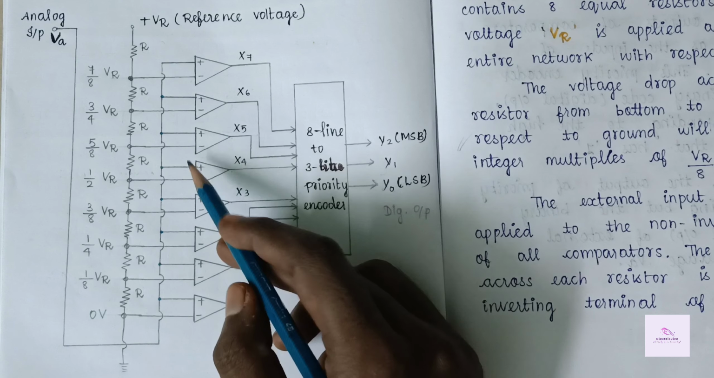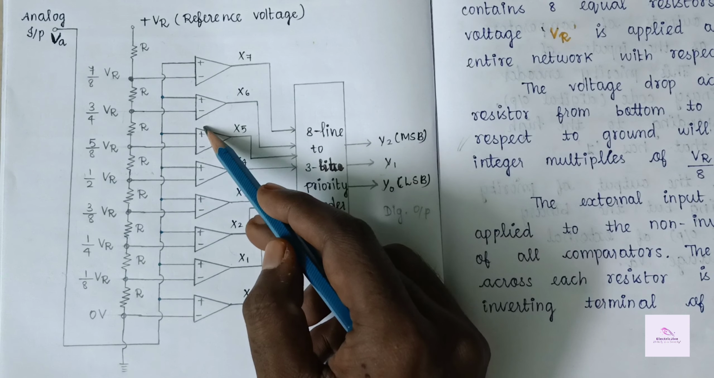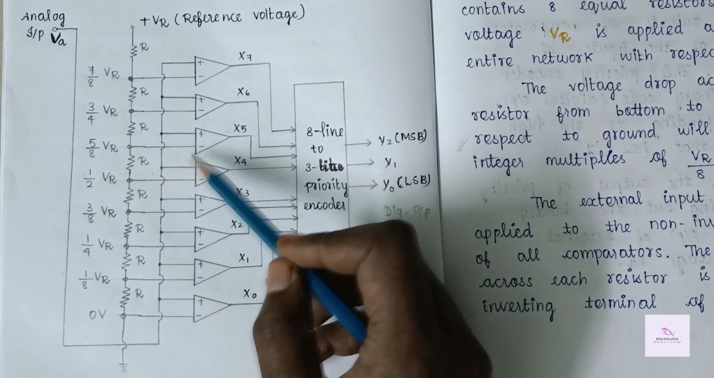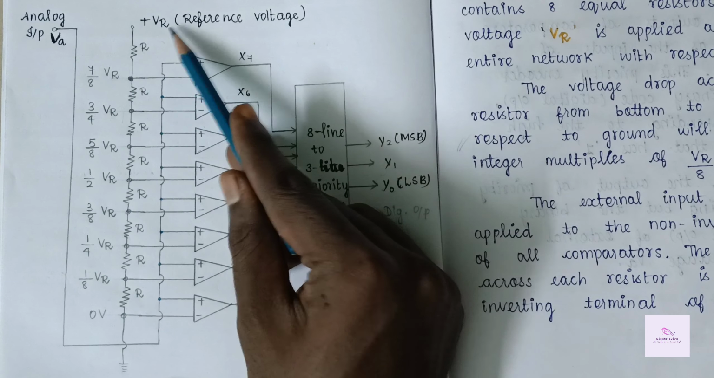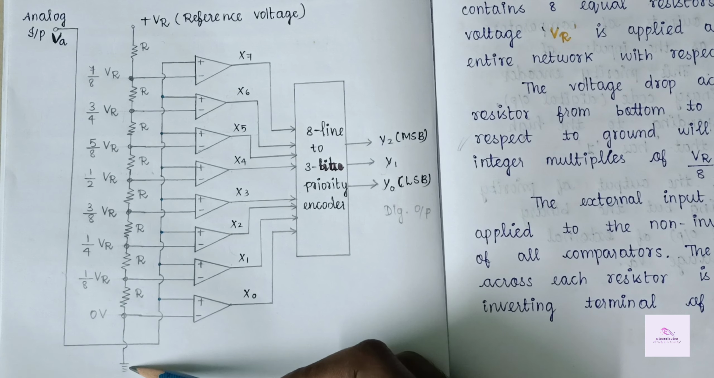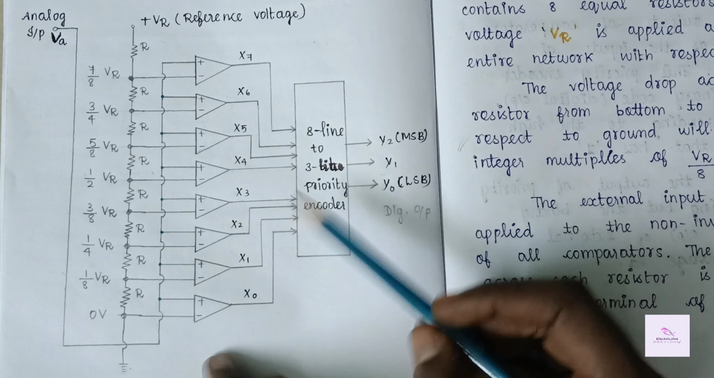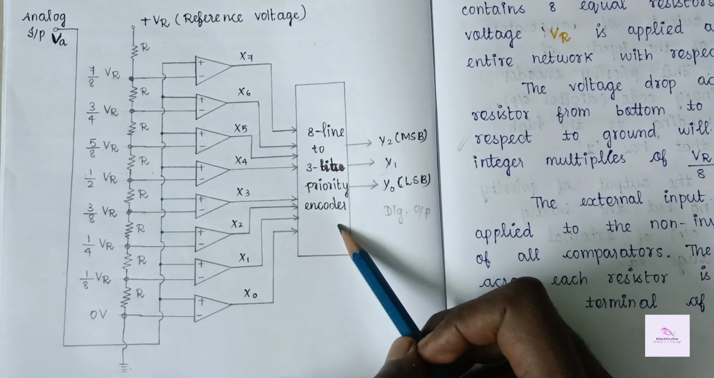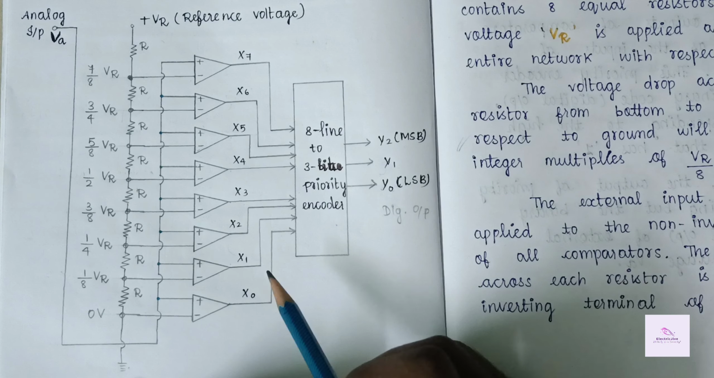Then the negative terminal is connected with these resistors. Here there are 8 comparators, so we are using 8 resistors with it, where these negative terminals are connected between these resistors, where the reference voltage is applied through these resistors. These resistors are finally grounded. Analog input is given to the positive terminal of this comparator. Then we are using an 8 to 3 bit priority encoder. We are already familiar with priority encoders from our previous semester.